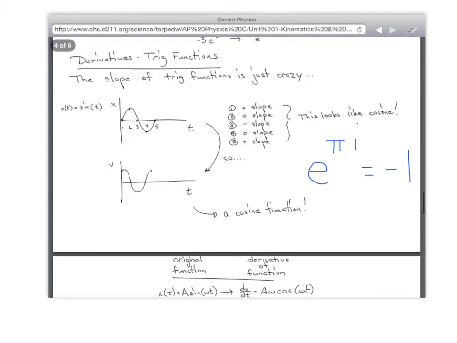True or false? E to the pi I equals negative 1. Pull out your calculators. It does equal negative 1. It does equal negative 1. Why? But why? Isn't that freaking bizarro? It is freaking bizarro. E to the pi I equals negative 1.